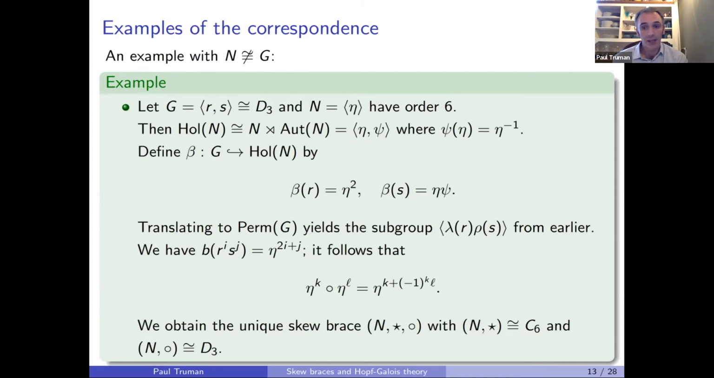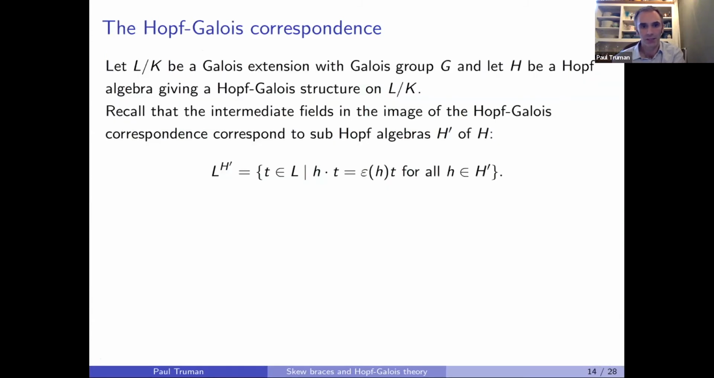And if I play the brace type game, well, there's only one skew brace with star group cyclic and circle group isomorphic to D3, and it emerges like this. I think this formula on the exponents gives you a dihedral structure for the circle group. So there's this circle of ideas centered around these regular subgroups, with a bijective correspondence with these Hopf-Galois structures, and a non-bijective correspondence to these skew braces.